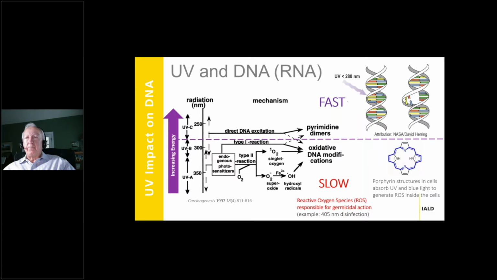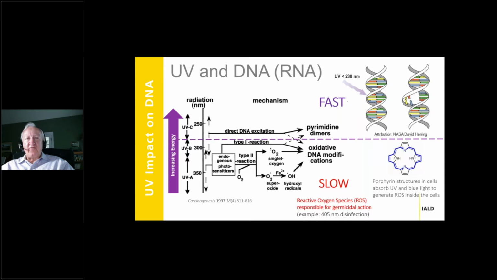On the top right, you can see what happens when UVC energy is absorbed by the DNA or the RNA. The radiation is actually energetic enough to break the bonds of the DNA or RNA. Those bonds promptly loop into dimers, rendering the DNA unable to reproduce properly. This essentially disables the microbe or the virus from reproducing.